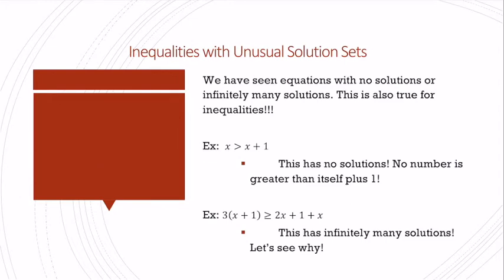Some inequalities with unusual solution sets are given below. So we've seen equations that have no solutions or infinitely many solutions, and this is also true for inequalities. For example, I have x is greater than x plus 1, and this has no solutions. There's no way you could have a number that's greater than itself plus 1. Also, if I solved for x, I'd get 0 is greater than 1, which is a false statement. So there are no solutions, or an empty set of solutions.